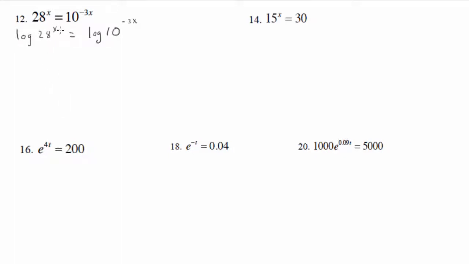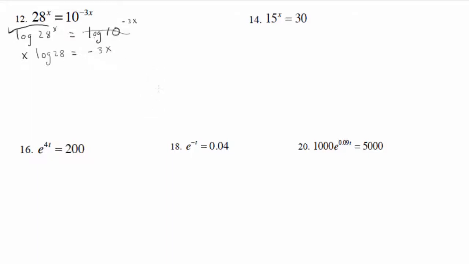So in order to get this x out of the exponent, we're going to use the power rule. So that x is going to shoot right out in front by using the power rule. So we have x log 28 is equal to, now this log is base 10, and that's a 10. So we don't have to use power rule. We could bring that out in front, and then log base 10 would just be 1, and we would be left with this. But this log and this 10, it's like they just cancel right out, and you have the minus 3x.